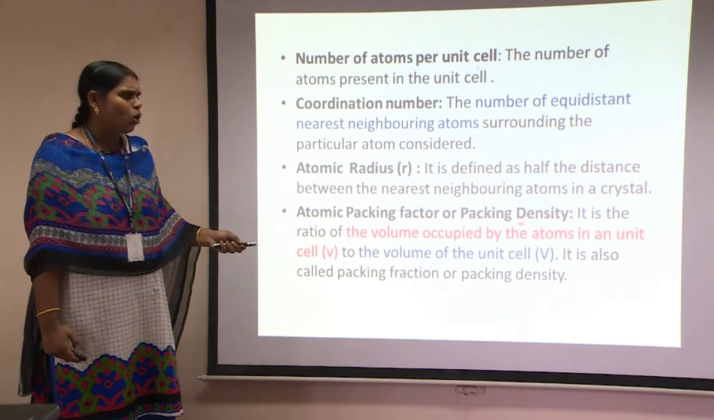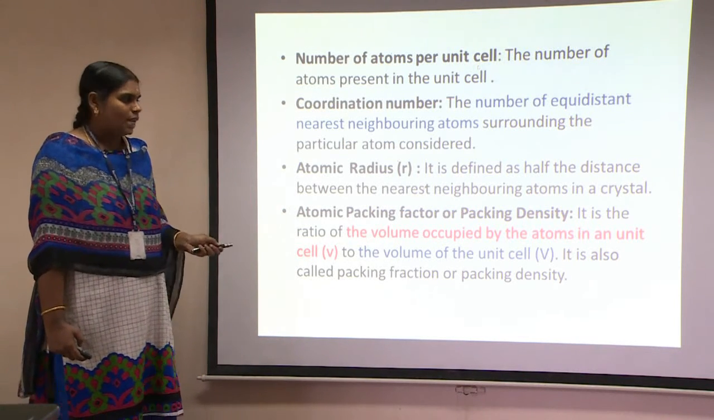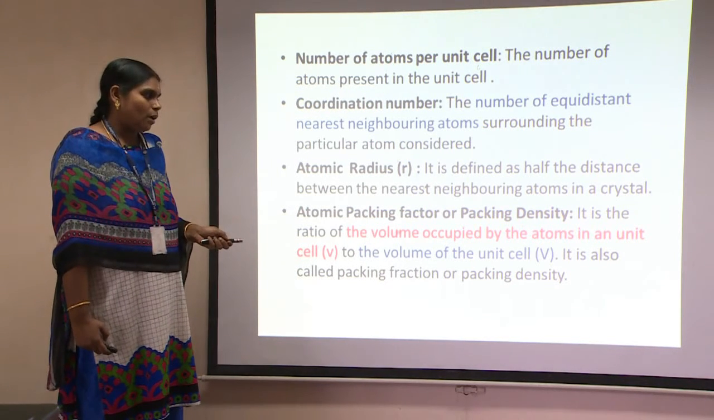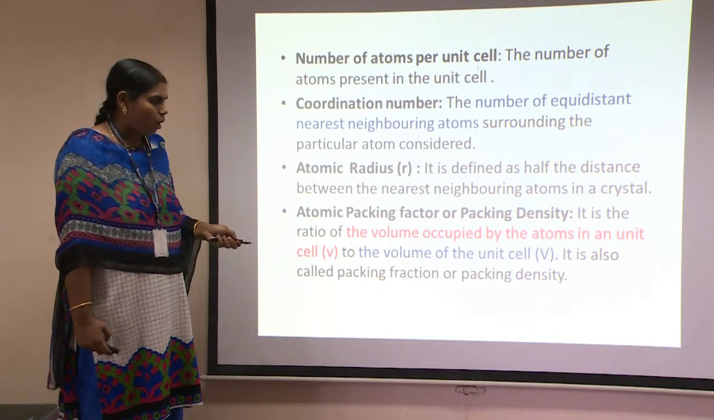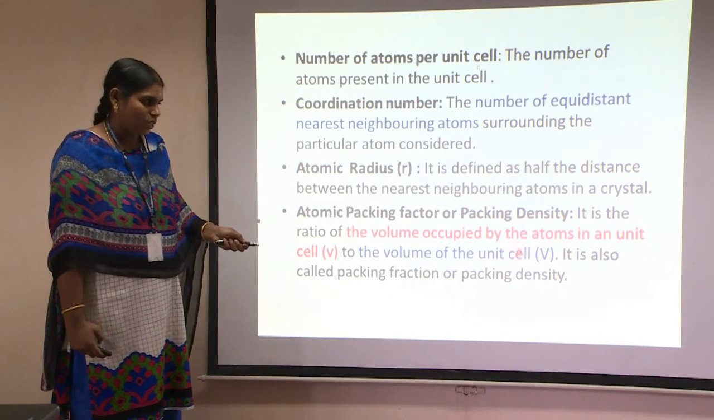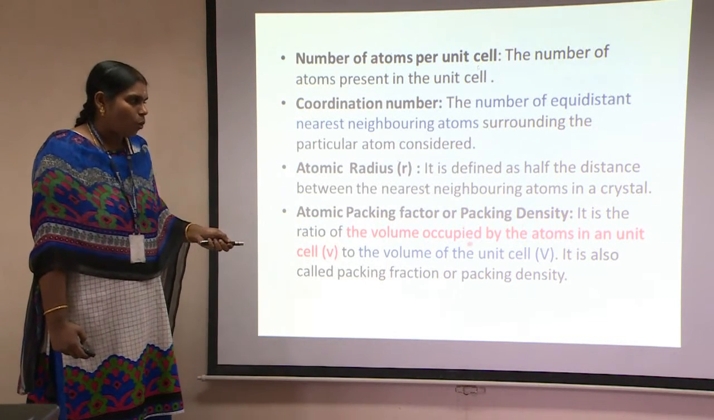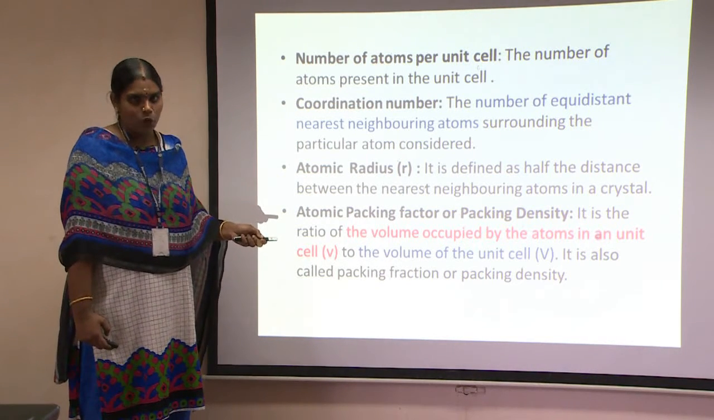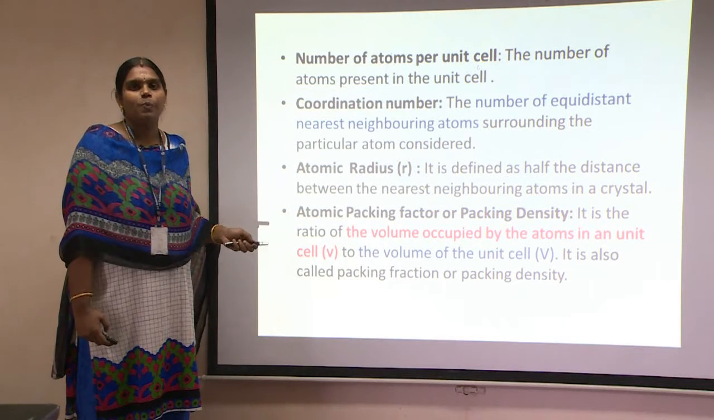How to calculate the volume occupied by atoms in a unit cell? It's nothing but the volume of a unit cell, which is a cube for a simple cubic structure. If it is going to be the volume of a sphere, what is the volume of a sphere? It is 4/3 πr³ into the number of atoms per unit cell.